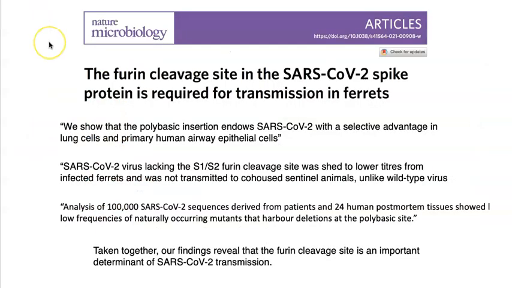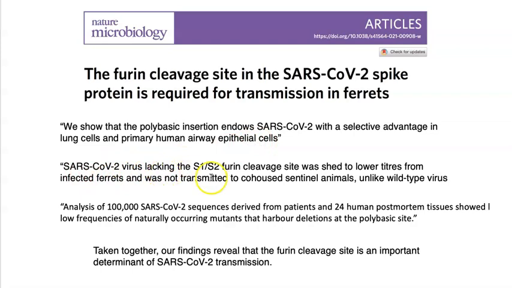This paper, in perhaps one of the most prestigious microbiology journals on the planet, illustrates my point about the importance of Furin cleavage. The title, "The Furin cleavage site in the SARS-CoV-2 spike protein is required for transmission in ferrets," only tells part of the story. One of their conclusions: we show that the polybasic insertion, so again, multiple arginines, endows SARS-CoV-2 with a selective advantage in lung cells and primary human airway epithelial cells.